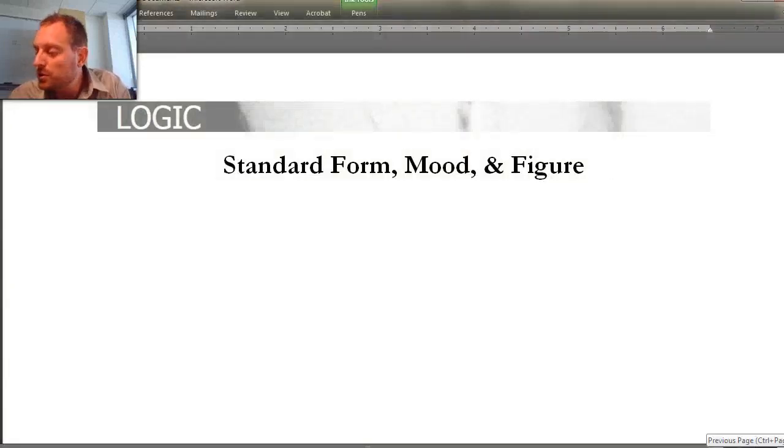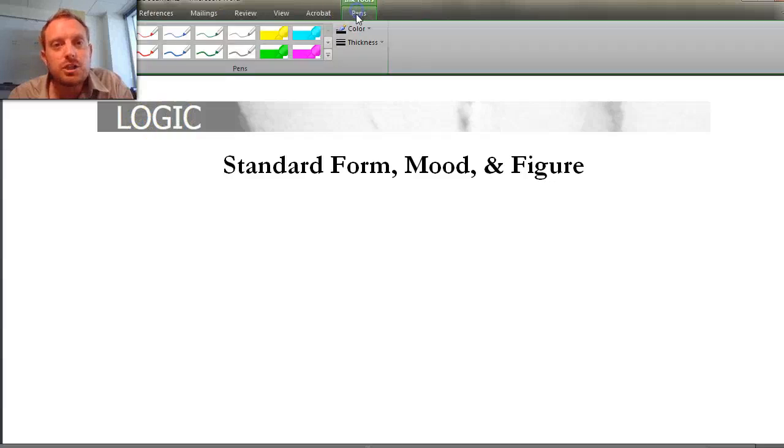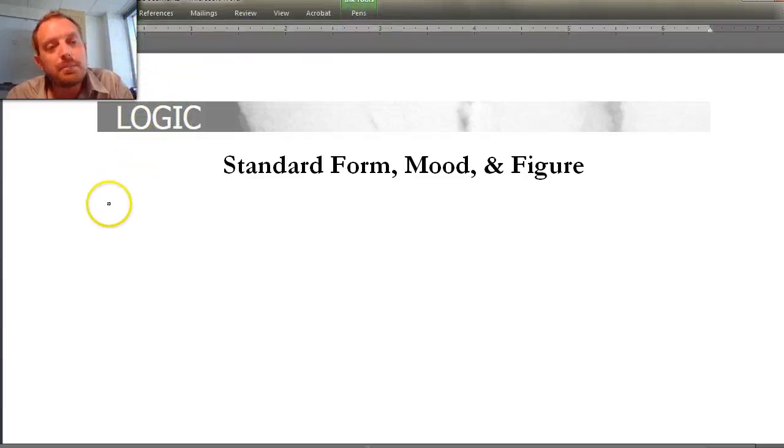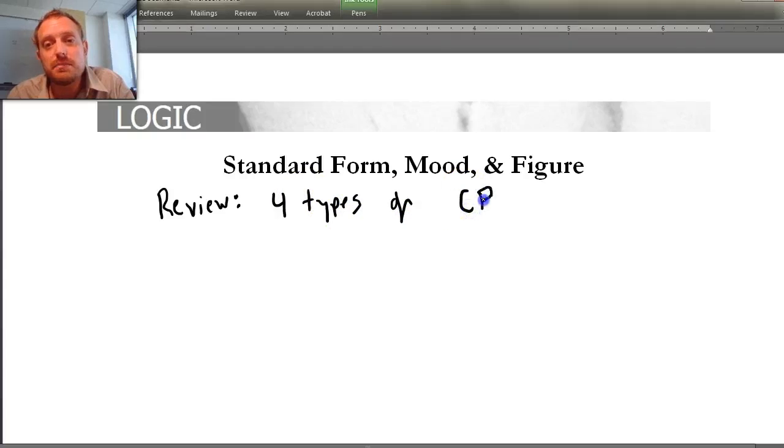Okay, let's do a quick review. In our last couple lessons, we were taking a look at what a categorical proposition is. Today we're going to be looking at syllogisms. Just to remind ourselves, I can start writing this out. There are four types of categorical propositions, and I'll put CP here for categorical propositions. There's the A statement, all S are P. The E statement, no S are P. The I statement, some S are P. And the O statement, some S are not P, right?